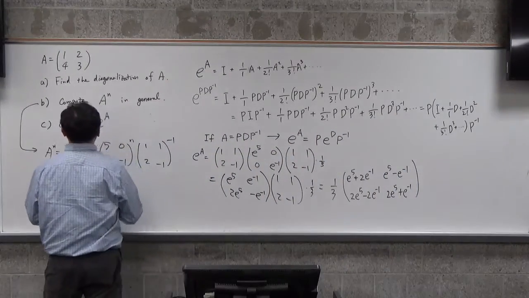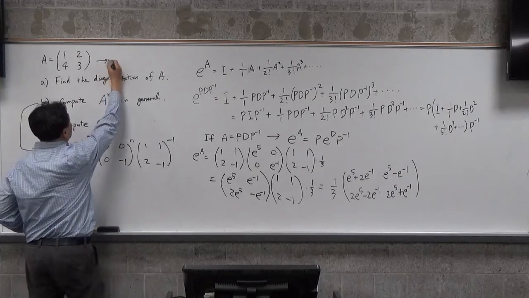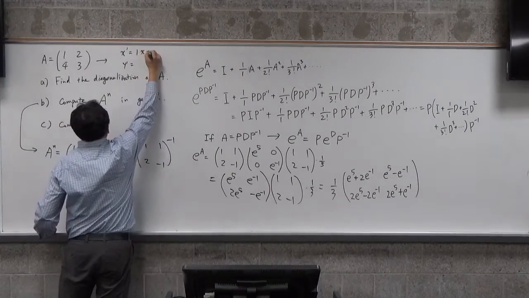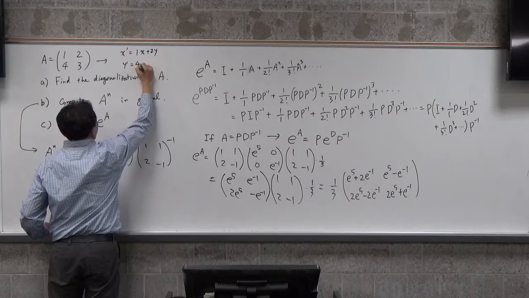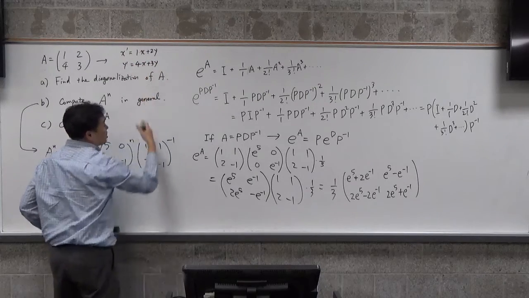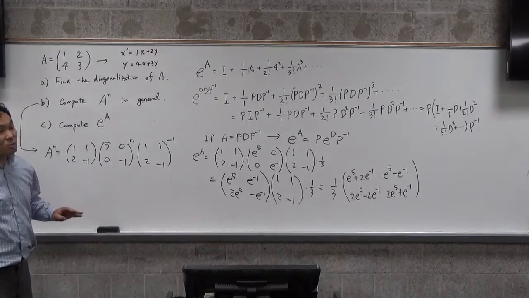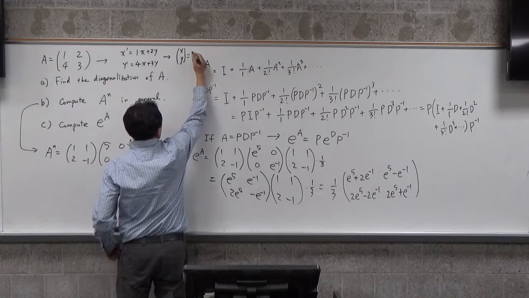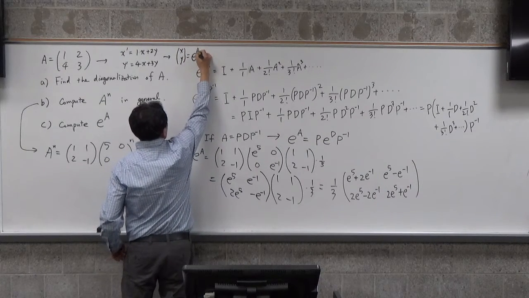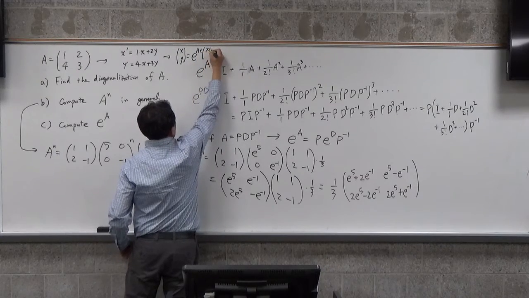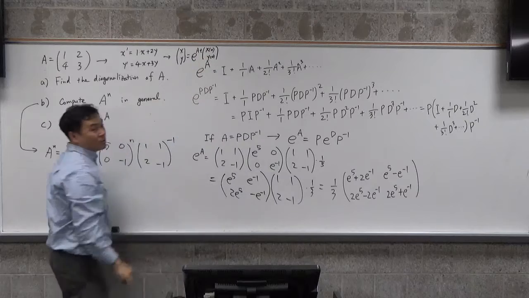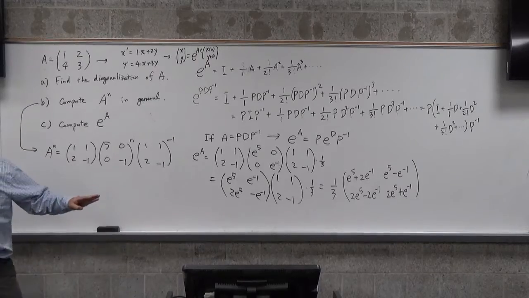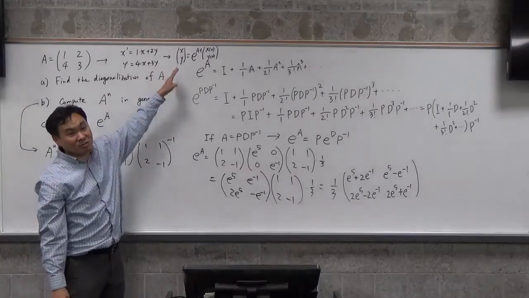So if you had a system of equations such as x prime, y prime is equal to 1x plus 2y and 4x plus 3y, if you try to solve this, then any solution x, y in general will be the solution that can be written as e to the At times x0, y0. So that's the general solution.